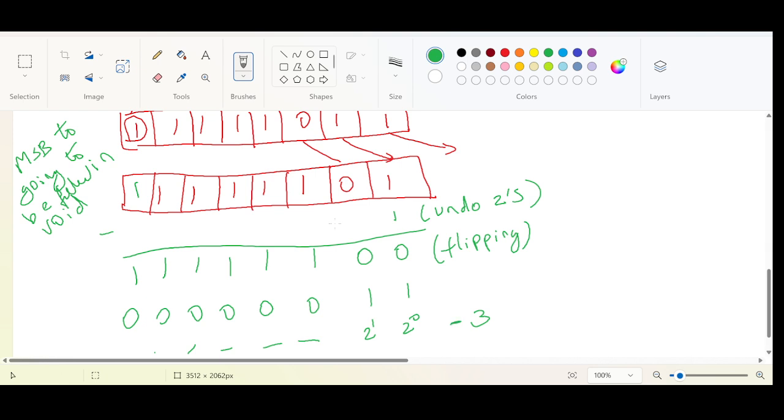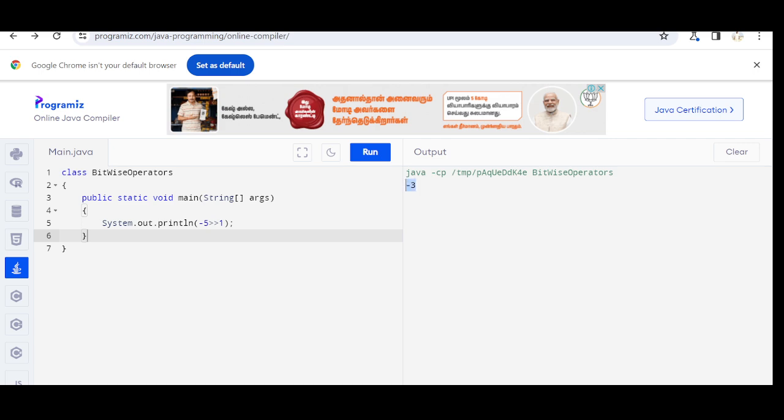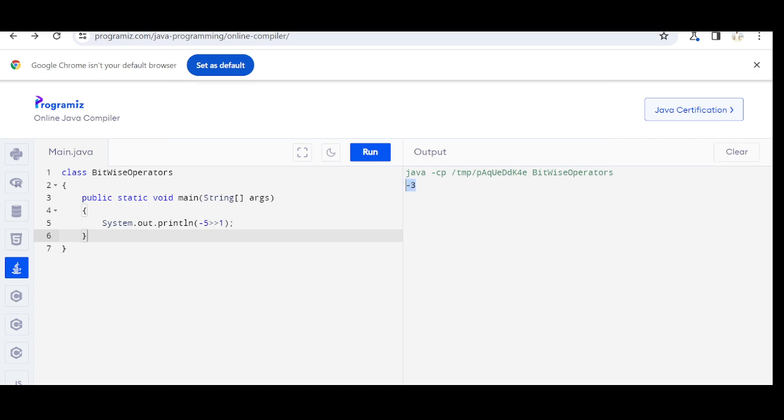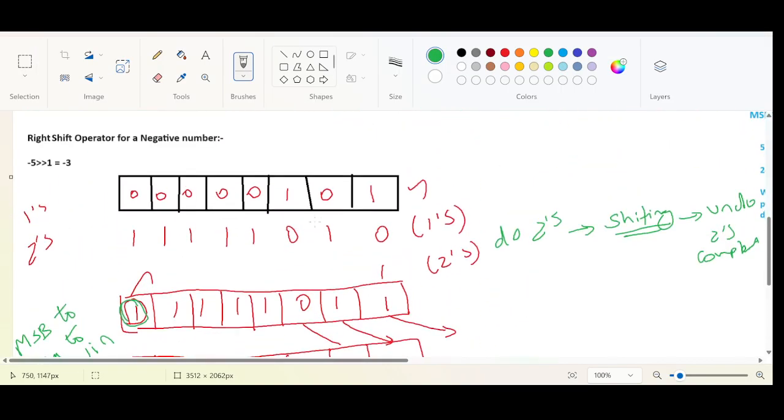Why negative sign? Because MSB is what? MSB is 1. Add a negative sign. So the answer is minus 3. What answer did we get over here? Minus 3. Very simple. There is nothing to worry about here.